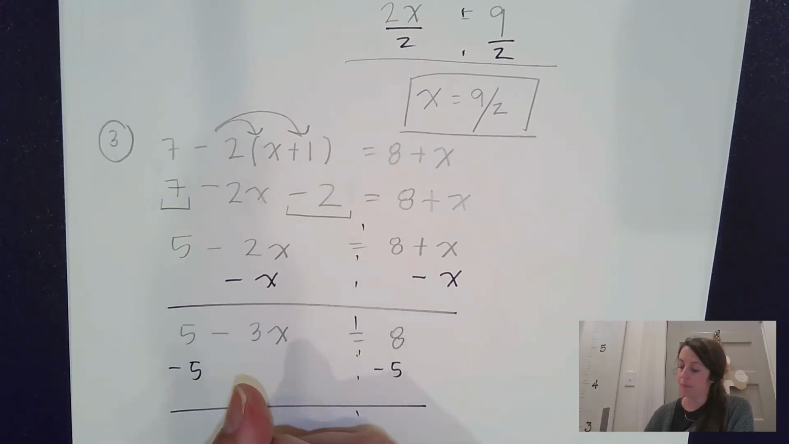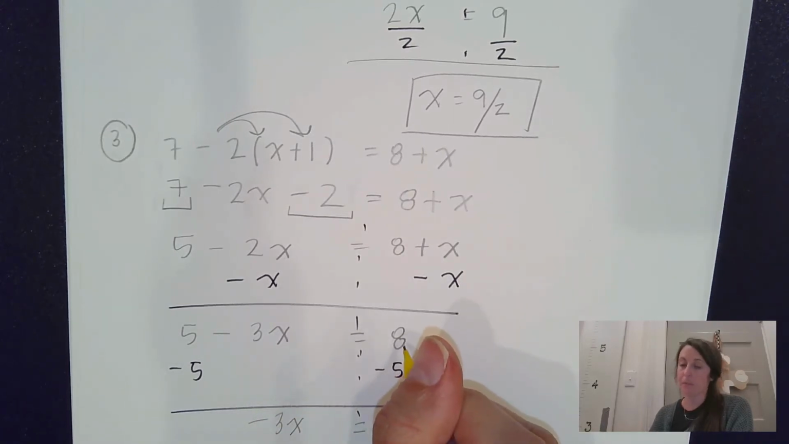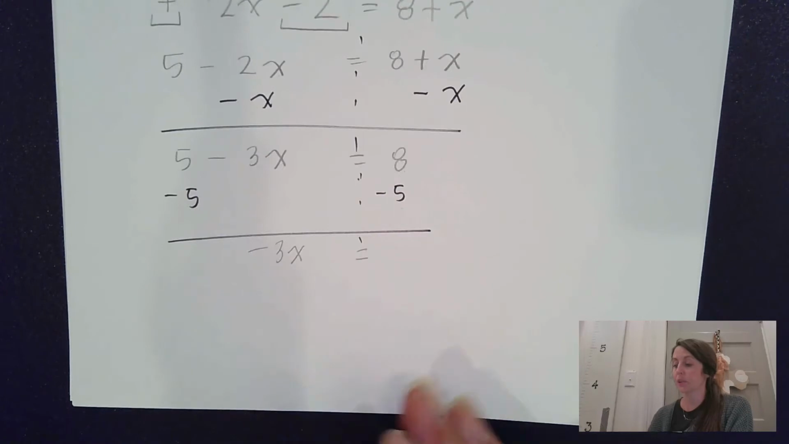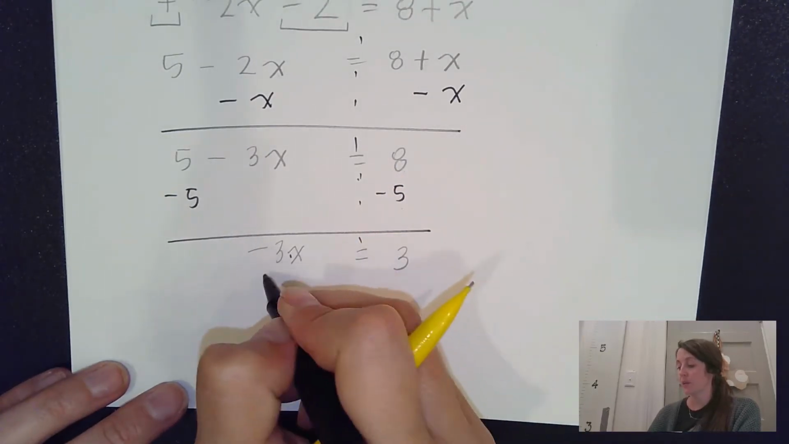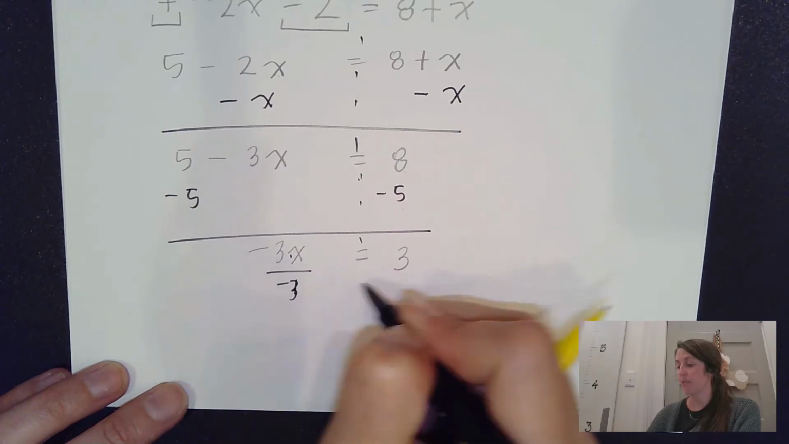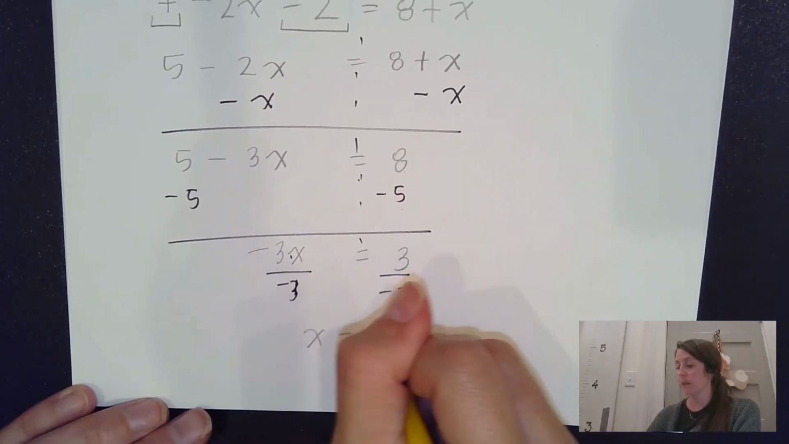So now I'm going to bring down the negative 3x. So I'm going to have negative 3x equal to 8 minus 5, which is a positive 3. Still not finished, so I need to divide both sides by negative 3. So I'm going to have x equal to negative 1.